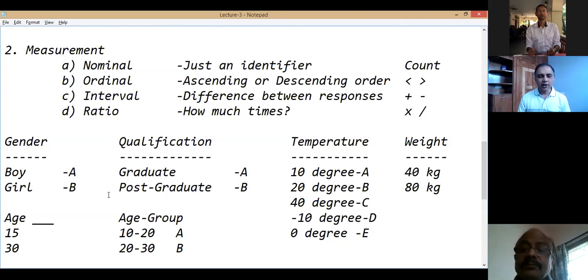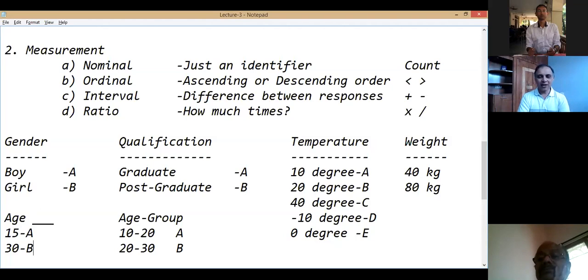Please try to understand. If I ask the question, what is your age? Fill in the blanks. That is the best sort of measurement. It will generate ratio measurement, because I get the real numbers, 15 and 30. I can say all the rest of the things. Person A is 15, B is 30. It is nominal measurement. B is elder to A, it is ordinal. B is 15 years elder than A, interval, and B is twice the age of A, it is ratio. So it has all the properties. It is the best way of measurement.